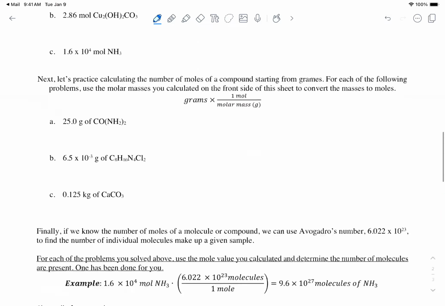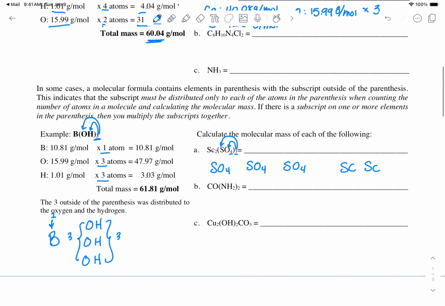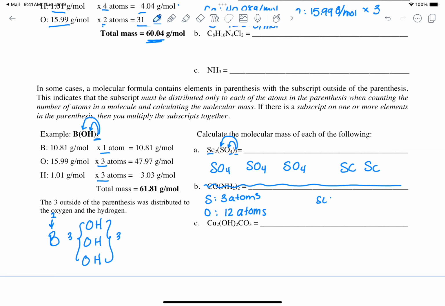Again, let's take note of what's capitalized and uncapitalized here. So this is Sc for scandium, not sulfur carbon. So just be aware of that. Okay, so we have 3 SO4s, which gives us 1, 2, 3 sulfurs. We'll ignore the Sc for a second. I have sulfurs, there are 3 sulfur atoms. Oxygen, there's 4, 8, 12 atoms. And then Sc, there's 2.